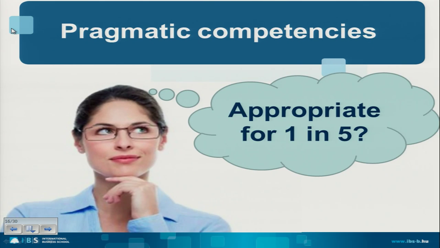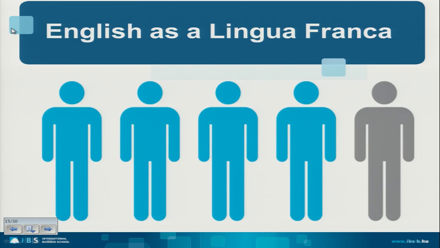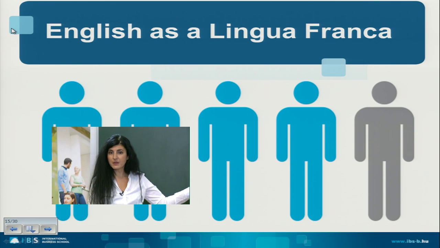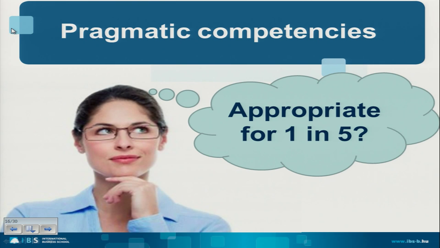And this then raises the question for me, well, if we're using the native speaker's standards, are we teaching them to be appropriate in only one out of five situations? If we go back to this slide, four out of five situations are with non-native speakers, and if with the communicative approach we're putting the native speaker's standards of acceptability and pragmatic competences into the center of attention, then we're making our students appropriate for one in five situations.